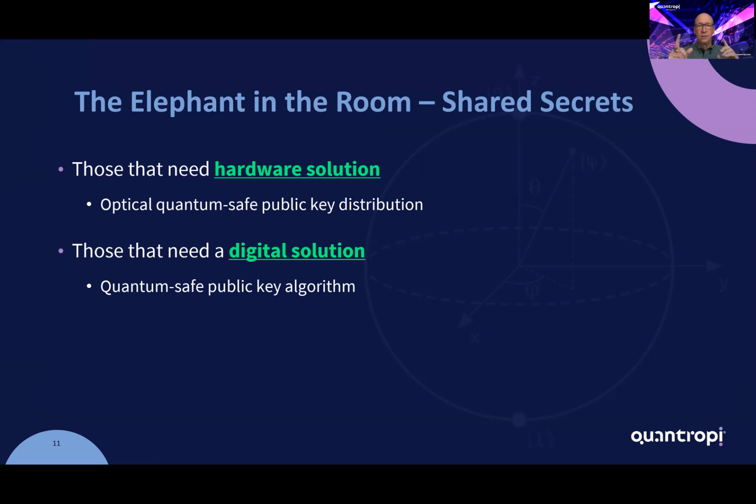Great news. We've got the IP and we're bringing it forward into the market, solutions that actually solve this once and for all in a quantum safe manner. And we actually have two classes of solution. One that is hardware based for those of you that really want to work at the infrastructure layer, as well as those that want to go full digital across all types of networks. So let's talk about that for a moment.